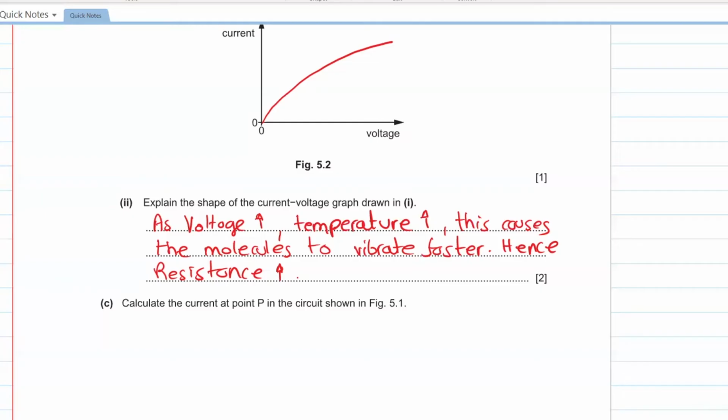भाई टेम्परेचर इंक्रीज होगा तो व्हाट विल हैपन? If the temperature increases, what will happen? Yes, your molecules will start to vibrate quickly. As your molecules start to vibrate quickly, your resistance increases. As your resistance increases, क्या होगा? Yep, you will have this sort of a graph.